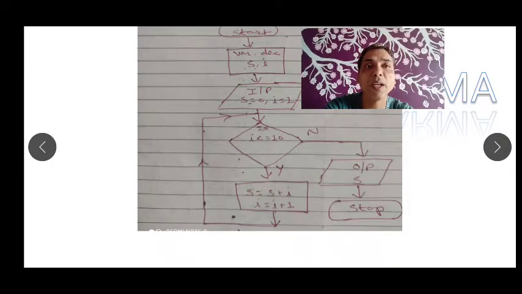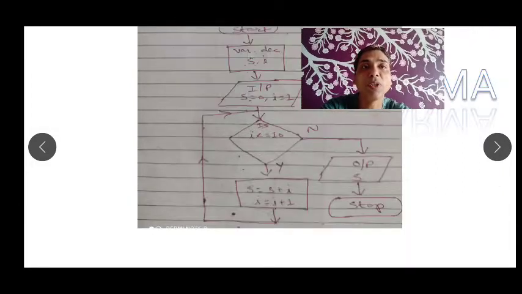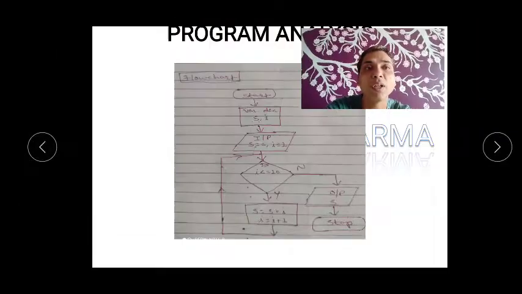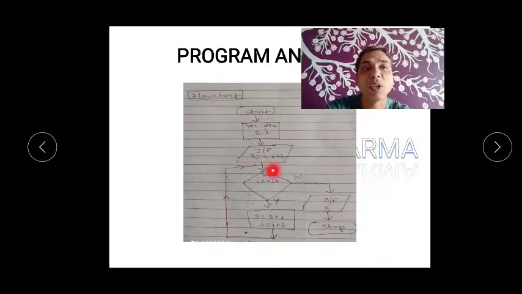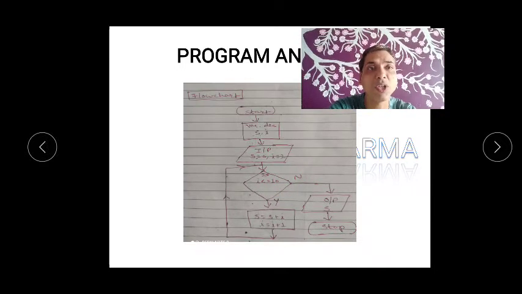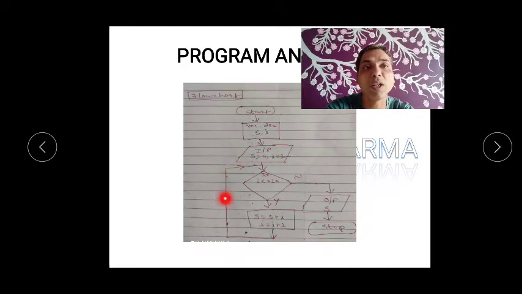S is equal to s plus I and I is equal to I plus 1, and this will continue till the condition becomes false. Once the condition becomes false, can you see yes, no? Yes means true and no means false. Since the condition is true, you have to execute these two steps and repeat till this condition becomes false. And once it becomes false, you have to stop.